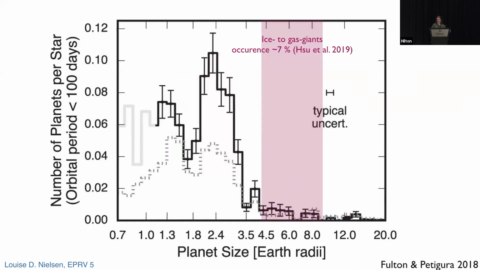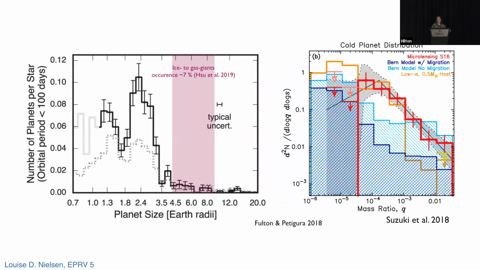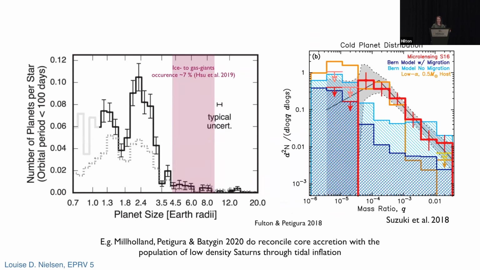And they're found to be common to around 7% if you look at transiting planets within 100 days of their star. If you look for the same type of planets using microlensing, I just realized we haven't really spoken much about microlensing this conference, not so surprising, I guess. But here it's basically the same as the Kepler statistics plot. On the x-axis, you just have the mass ratio of the planet to the star instead of the size of the planet.